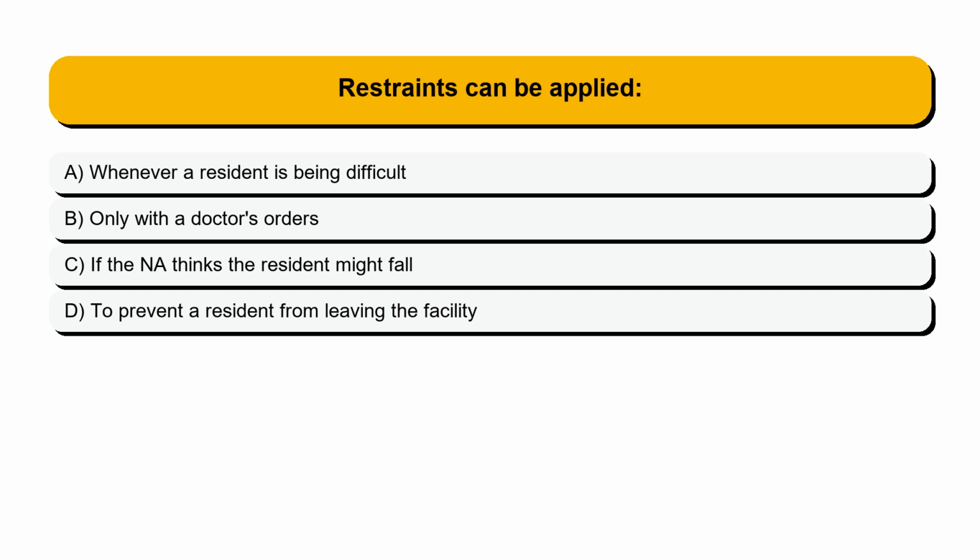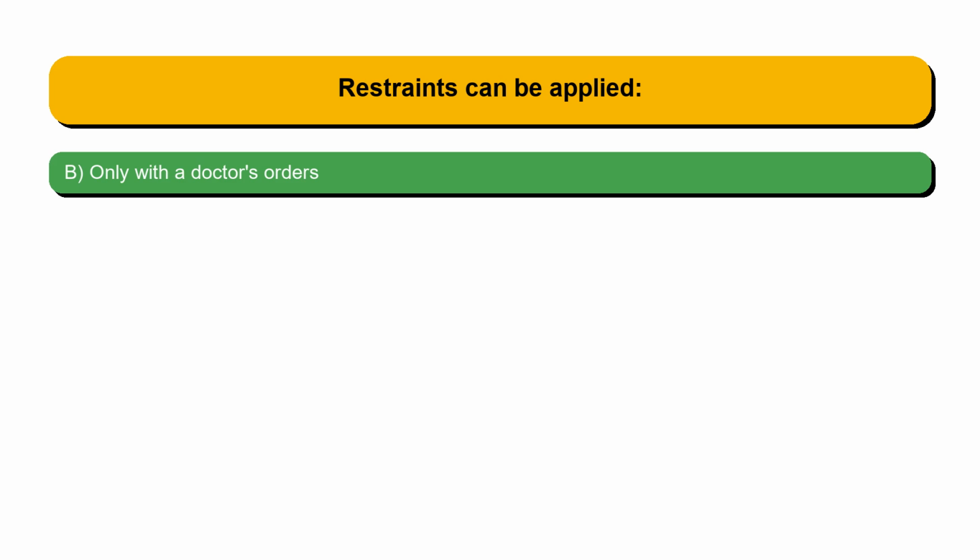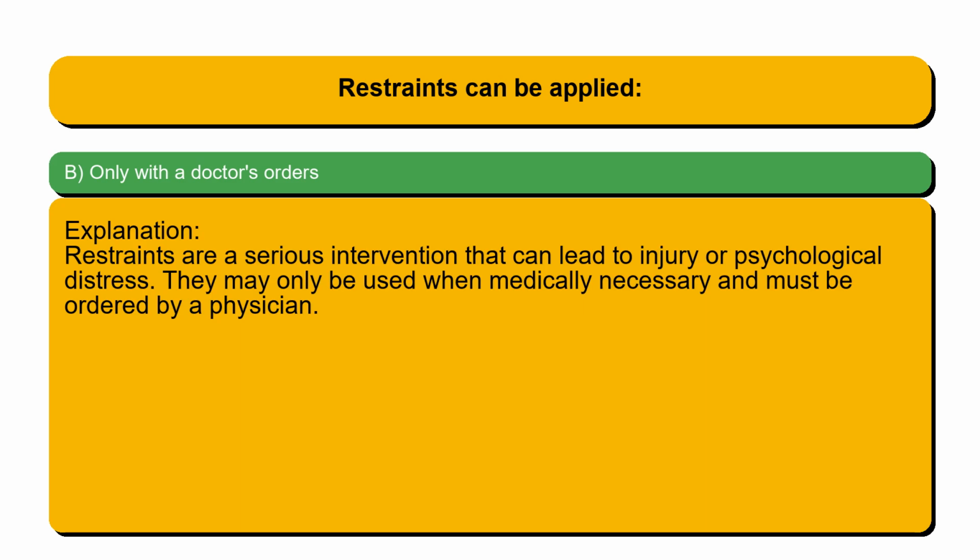Question 15. Restraints can be applied. Option A. Whenever a resident is being difficult. Option B. Only with a doctor's orders. Option C. If the NA thinks the resident might fall. Option D. To prevent a resident from leaving the facility. The correct answer is option B. Only with a doctor's orders. Restraints are a serious intervention that can lead to injury or psychological distress. They may only be used when medically necessary and must be ordered by a physician.